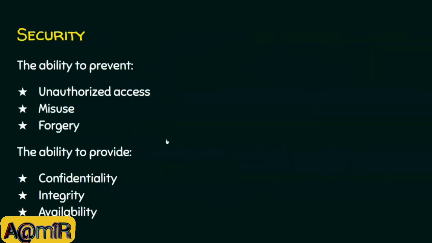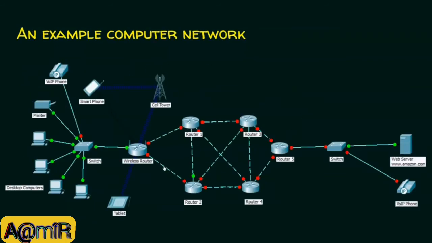Now we shall see the final characteristic of a computer network, that is security. It is the ability to prevent unauthorized access, misuse or forgery. And not only prevention, the network should also provide confidentiality, integrity and availability. To understand why we need security, we shall visit this example. Suppose someone from this computer is sending some confidential information to Amazon.com. Once the data leaves our computer, it is not in our hands.